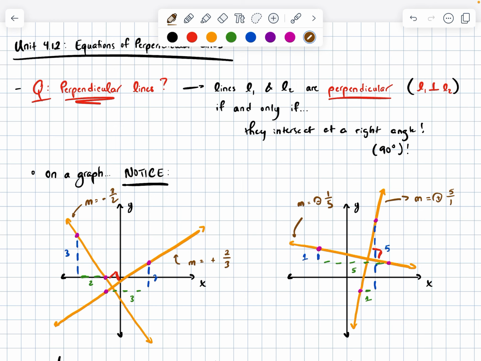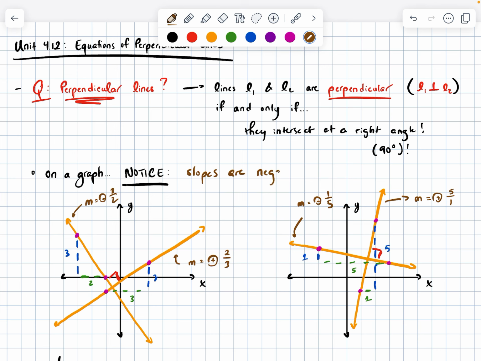Alrighty, well, hopefully you've noticed here, the signs are flipped, right? I've got positive for one, negative for the other. But not only are the signs flipped, the fractions are flipped too. 3 over 2 and 2 over 3, 1 over 5 and 5 over 1. The fancy word for that is that the fractions are reciprocals of each other. So the interesting thing for us to notice about perpendicular lines is that unlike parallel lines that have the same slope, the slopes of perpendicular lines are also related.